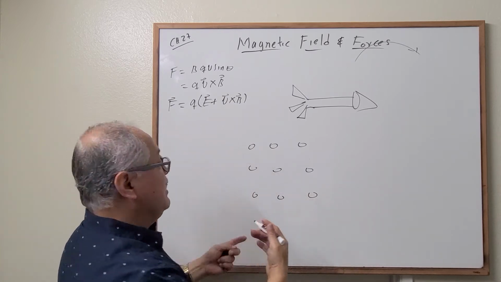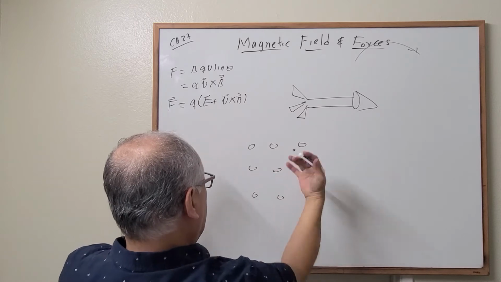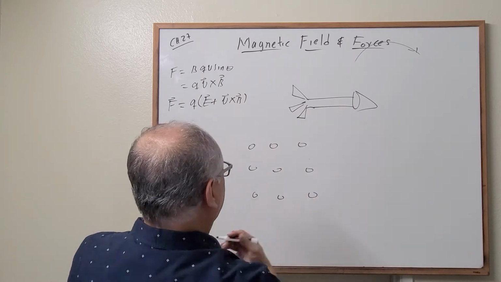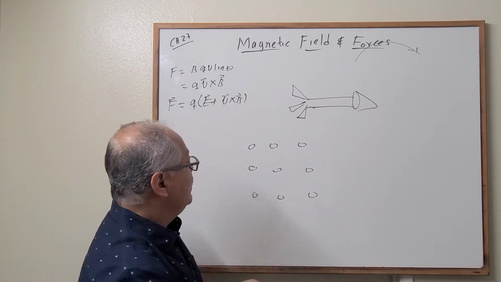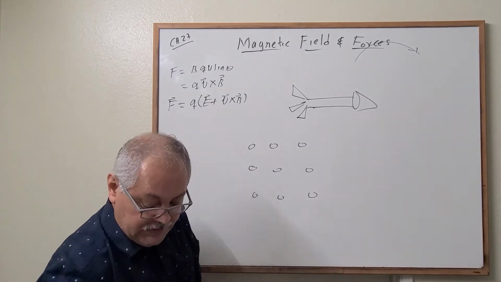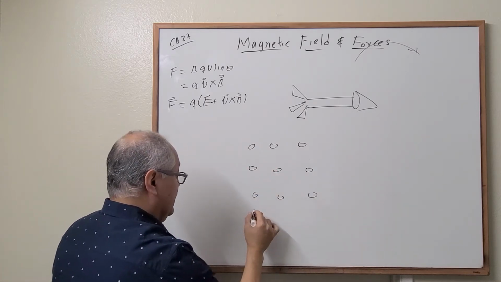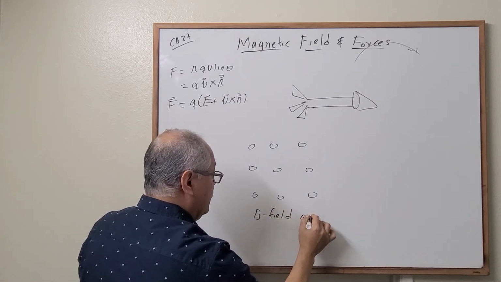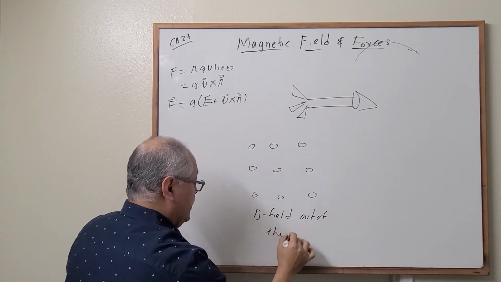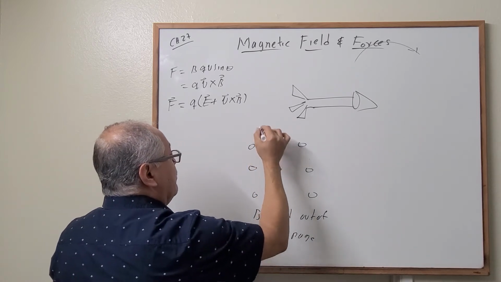Then imagine that we are right here, and the arrows are coming toward us, so we see the tips. This is another representation for a field, a field that is out of the page. This is field B, coming out of the page. Again, this is the magnetic field.